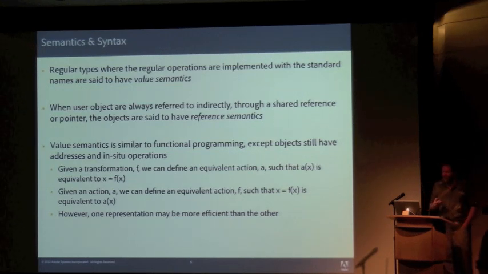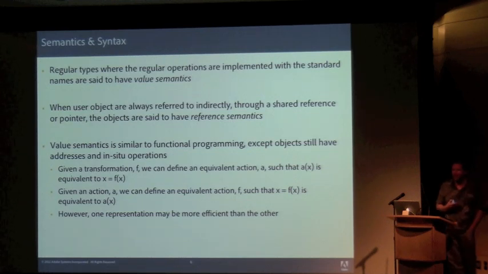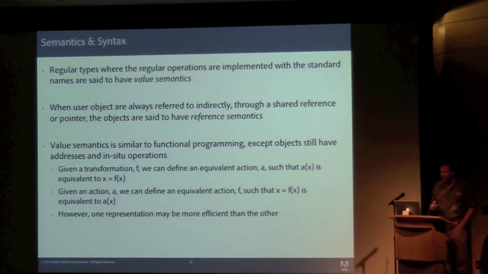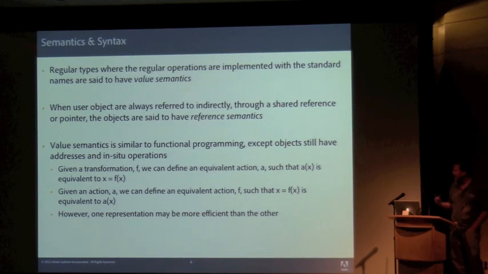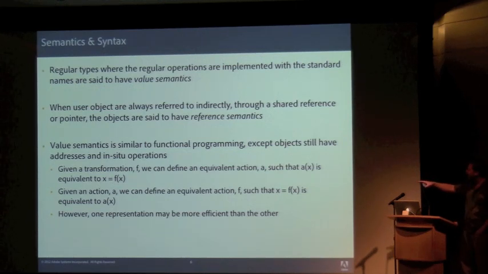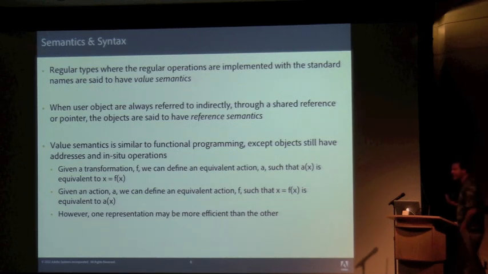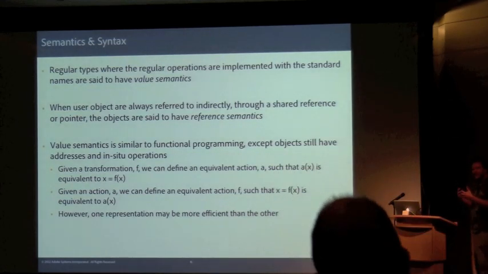So, value semantics is very similar to functional programming. Okay? In fact, we can somewhat define one in terms of the other. Given the transformation f, we can define an equivalent action a such that a(x), where that's going to modify x, is equivalent to x = f(x). So one way to think about programming with value semantics is that you're doing functional programming. You're trying to maintain this idea of being able to locally reason about your code. But you're not denying the fact that the machine has memory and that I can do in situ operations on that.